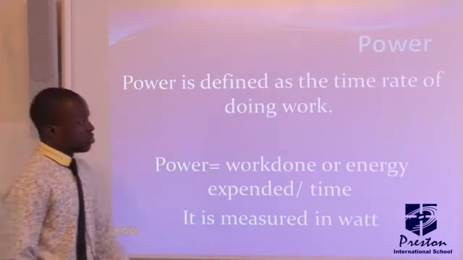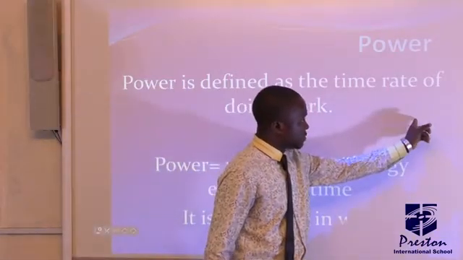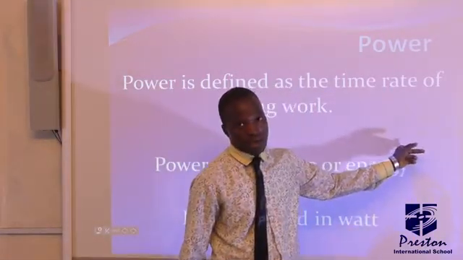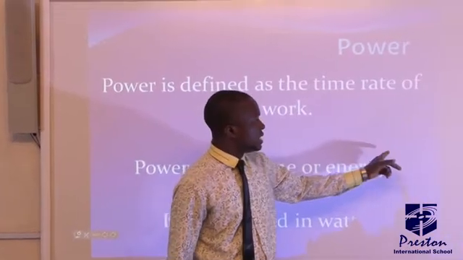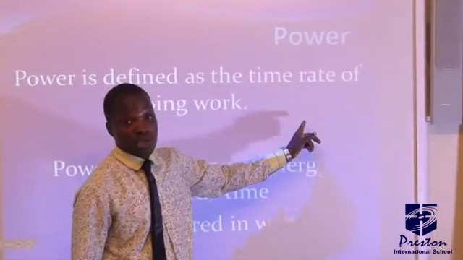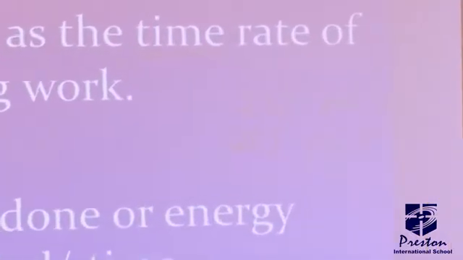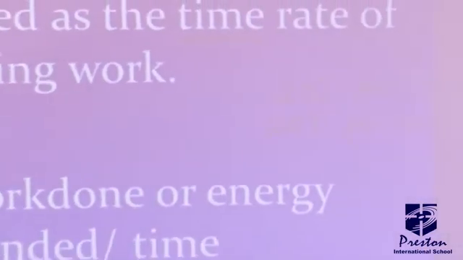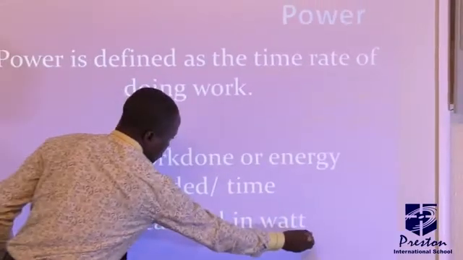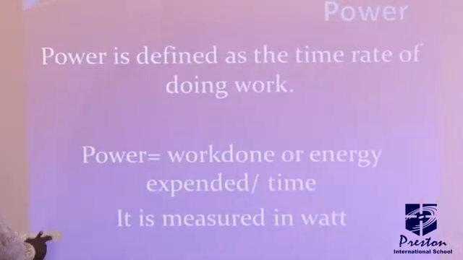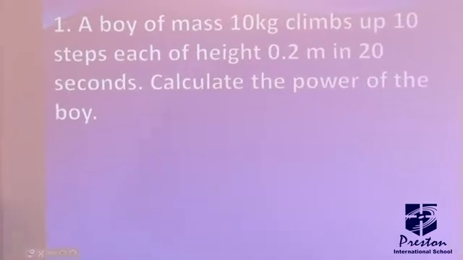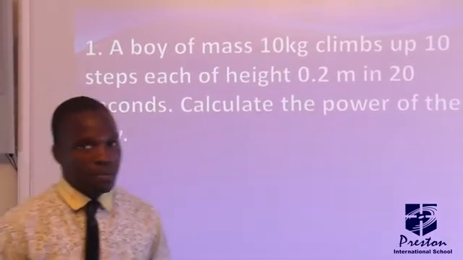So you come up with the fact that the first person has more power, because the two of them do the same work but in different times. So power is defined as the time rate of doing work. The formula for it is work done, or energy expended, per time. That is the energy used up per time. Power is measured in watts. Take note of that. Now, let's look at this question under power.